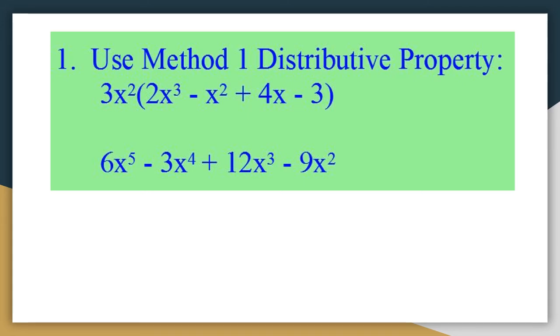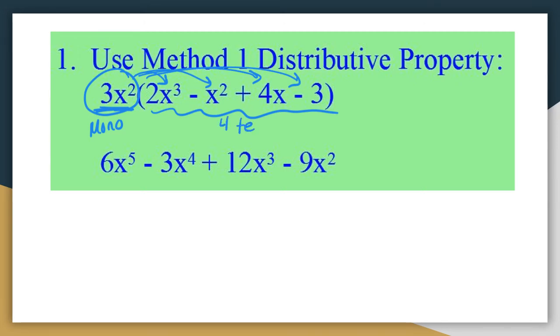So this is the first method we're looking at. It's just using the distributive property. This is very, very useful when multiplying a monomial, meaning one term, by a polynomial, meaning multiple terms. We just distribute that one term to each of the terms inside of the parentheses. In this case, we're multiplying a monomial, meaning 1, by a polynomial. In this case, a polynomial with 4 terms.